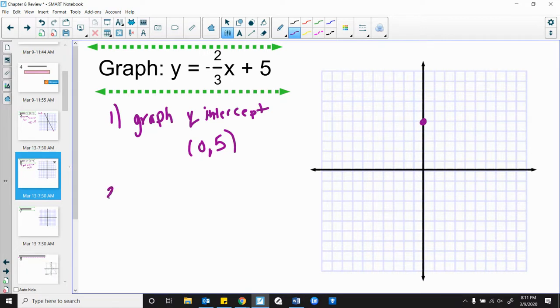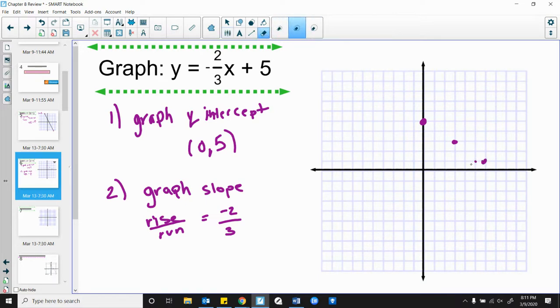Then I'm going to put down here as step 2 is to graph the slope. Again, we're looking at rise over run here. So if my slope equals -2 over 3, I know that I'm going to have to go down 1, 2, and over 1, 2, 3. Down 2 over 3. Whoops. Let me erase that little point so I don't confuse you.